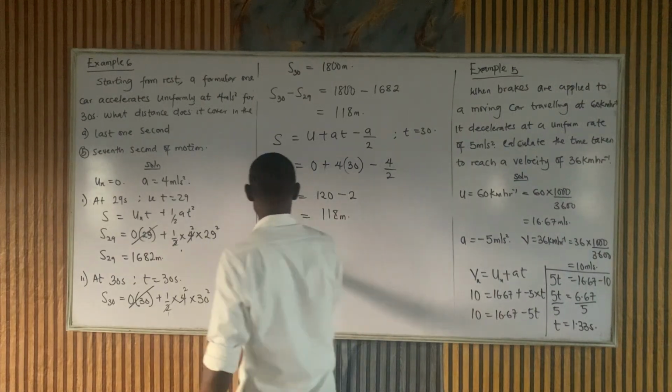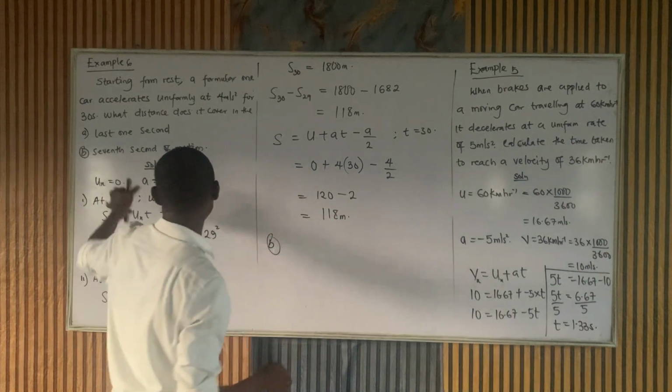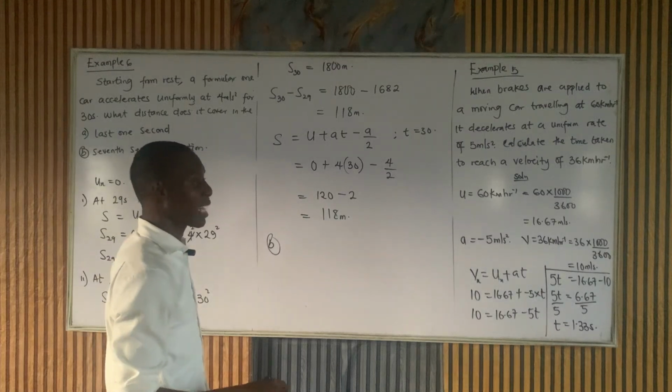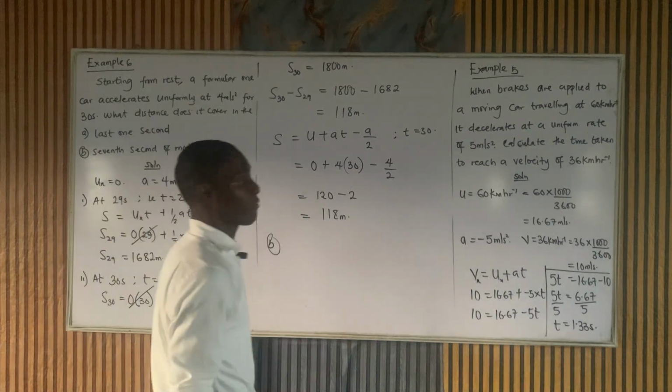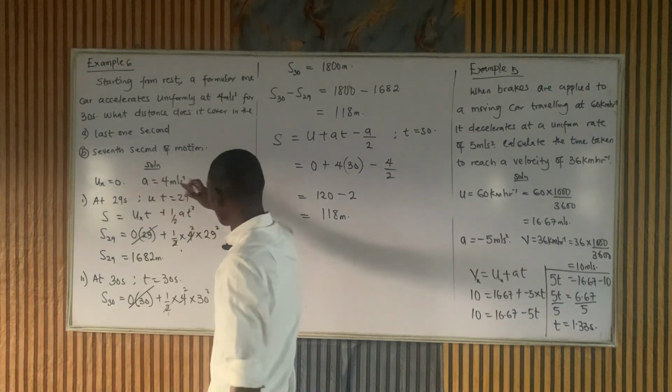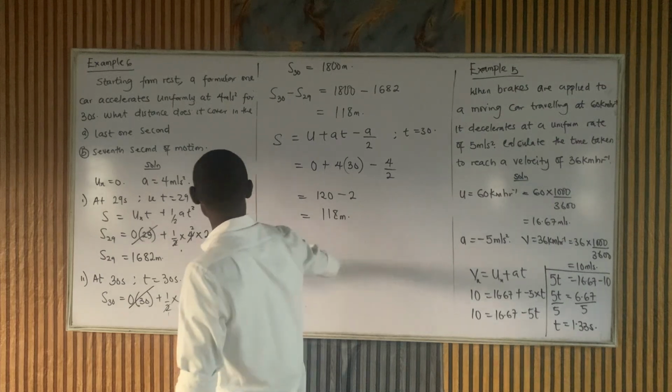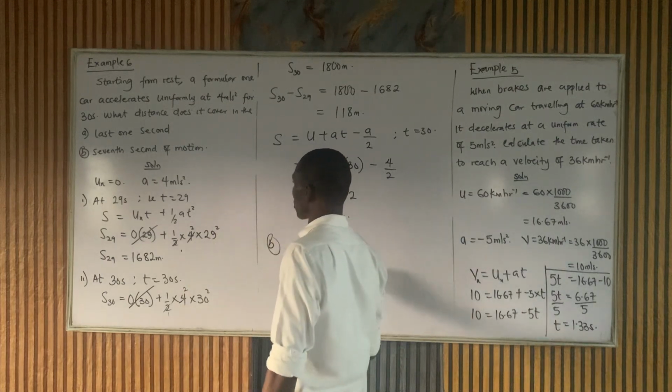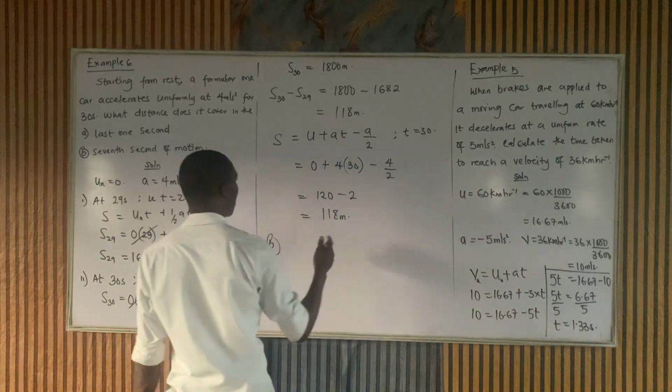Let's take the second one now. At the 7th second of motion, that's from 6 to 7. Well, you can calculate for 6 seconds first and calculate for 7 seconds, then you subtract the two of them. Well, I could just use our quick formula.